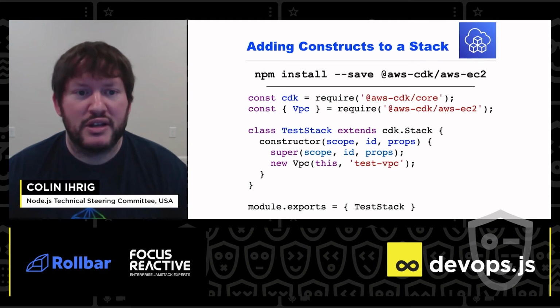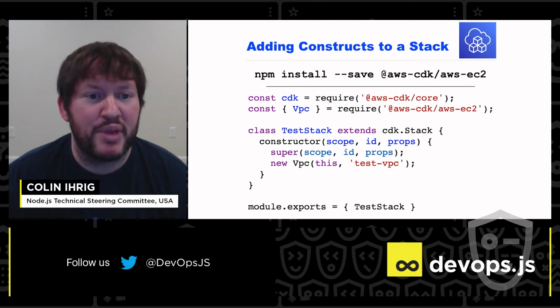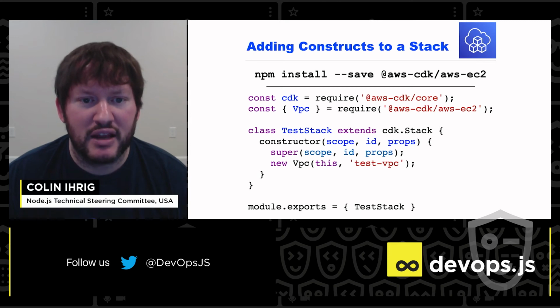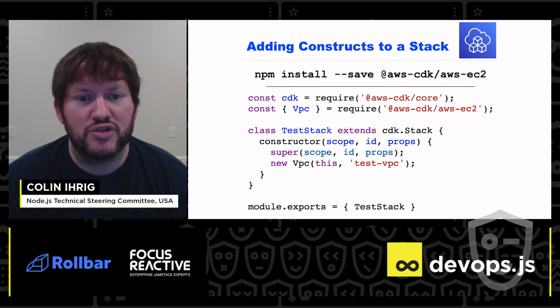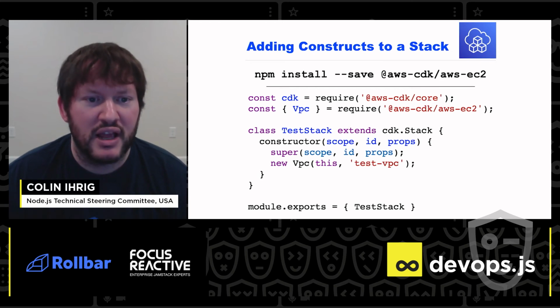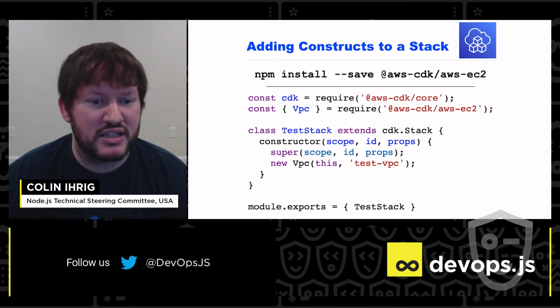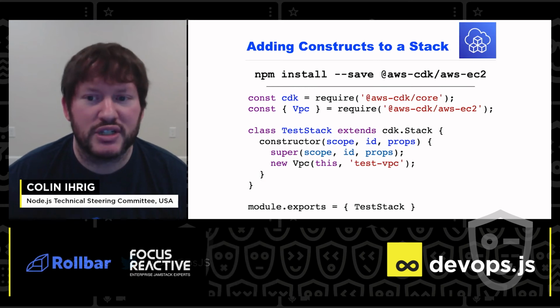So if we wanted to add more constructs, then we could do something like this, npm install --save @aws-cdk/aws-ec2. This will basically install the CDK constructs for the EC2 service. In this simple example, I'm adding a VPC to our stack. The reason I'm doing this is because VPCs can be deployed at no additional charge. So if you wanted to experiment with this at all and deploy it, you should be able to run this without actually incurring any charges.